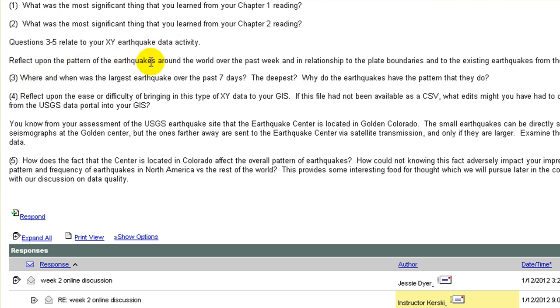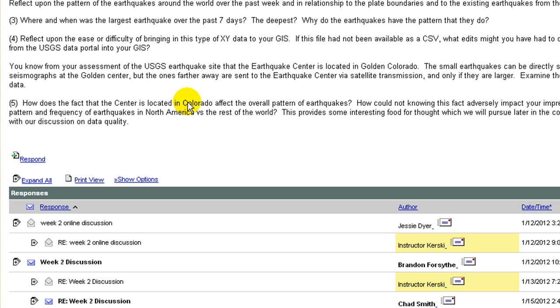Reflect upon the pattern of earthquakes around the world over the past week and in relationship to the plate boundaries and to the existing earthquakes from the Global 2 dataset. Reflect upon the ease or difficulty of bringing in this kind of XY data to your GIS. If this file had not been available as a CSV, what edits might you have had to do to bring it in from the USGS data portal into your GIS?